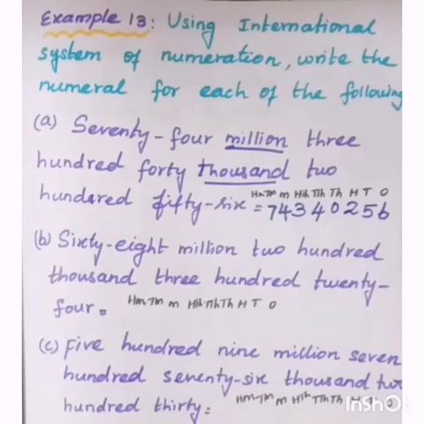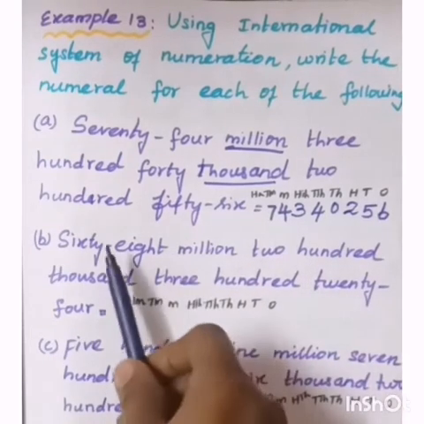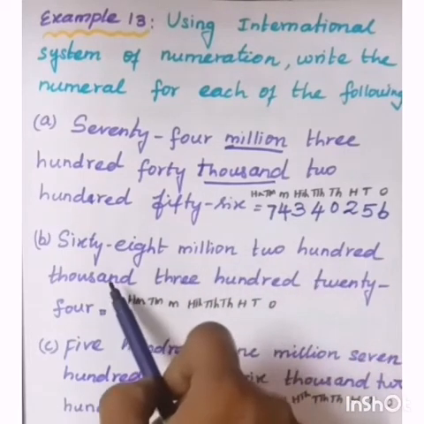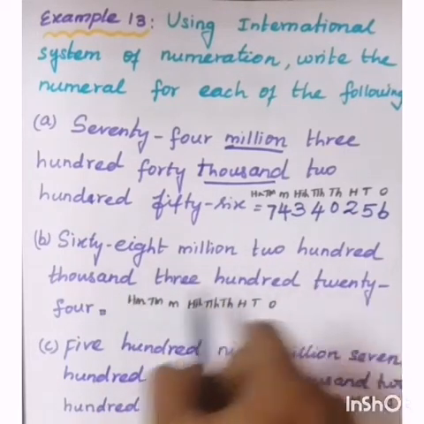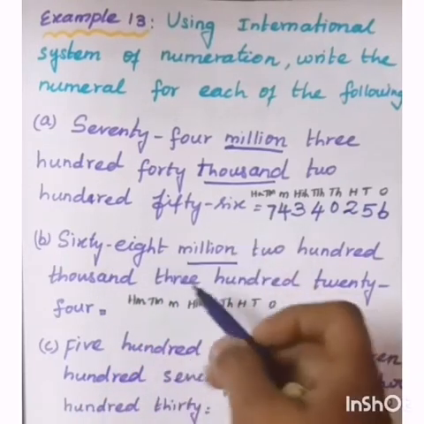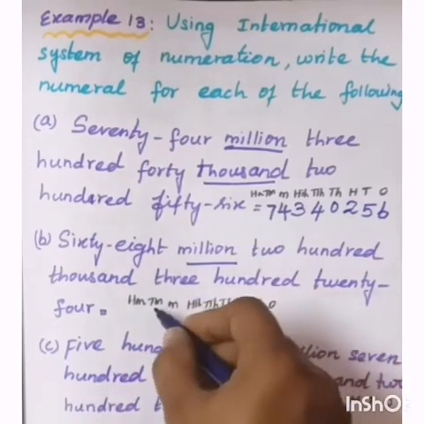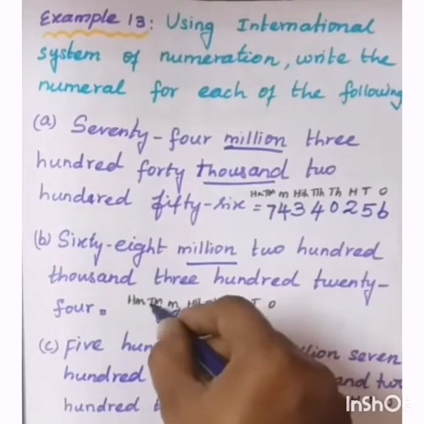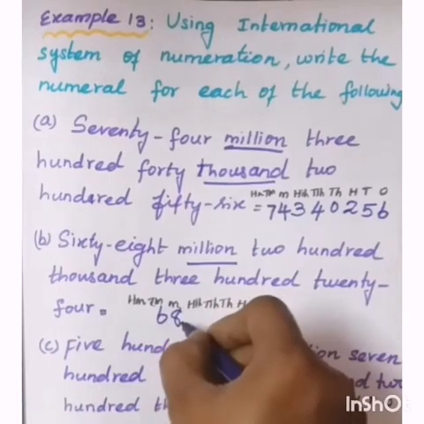Let me move on to the next sum. 68,200,324. Here, 68 million. In the million place, here you have 68 in the ten million and million places.